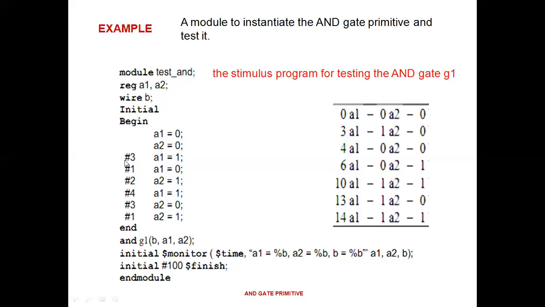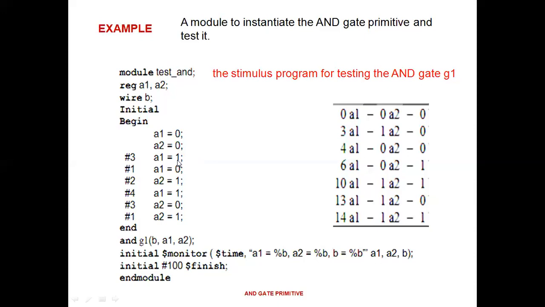Next, hash 3. What does this hash 3 represent? It represents after 3 time steps. That means you are going to change the values of A1 or A2 after 3 time steps. So hash 3 represents after 3 time steps. What we are doing is making A1 equal to 1. Initially A1 is 0, A2 is 0, but after 3 time steps, we are making A1 equal to 1.